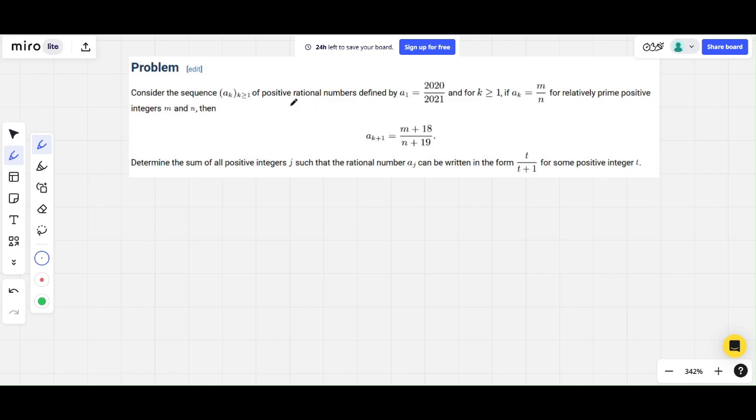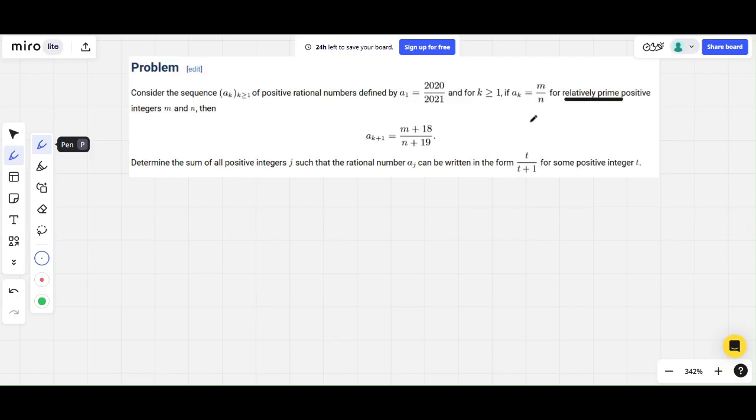In this video, I'll be going over the solution to the 2021 AIME 1 problem 10. So we're given this really complicated sequence, this recursive equation, where we're given that the first term is a_1 = 2020/2021, and for k greater than 1, a_k = m/n for relatively prime positive integers m and n.